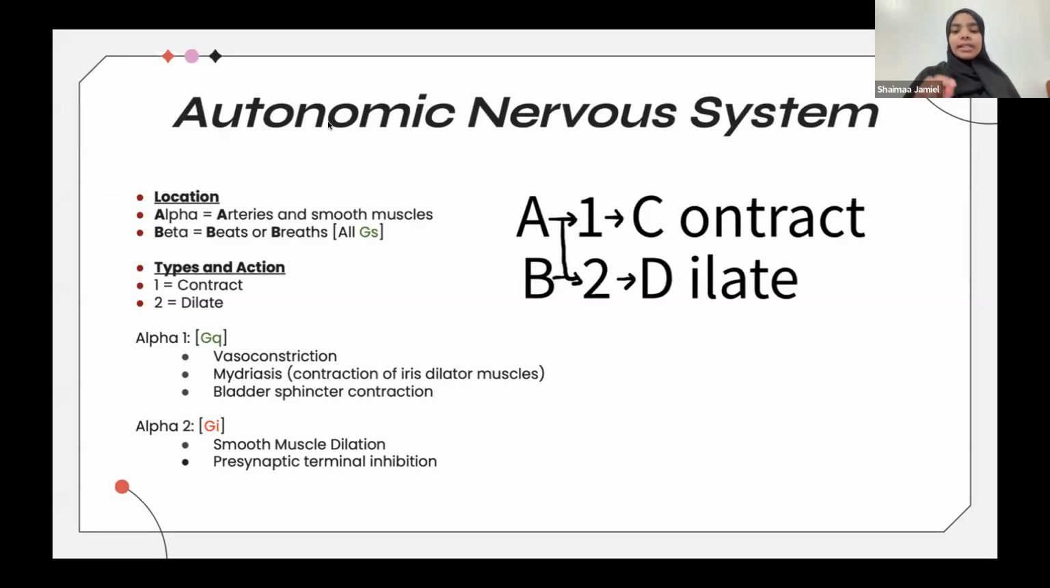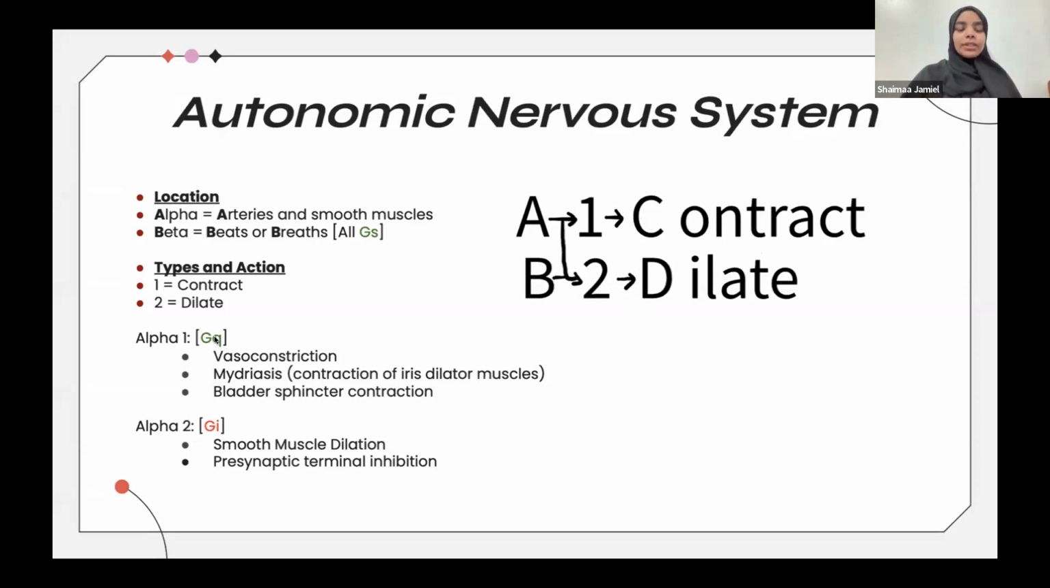And basically how it does that is that it's present in the presynaptic membranes, and it inhibits the release of norepinephrine. So it's in fact against the sympathetic system. Okay, so alpha-2 is dilation. Then we have beta-1. Beta-1 present in the heart is going to contract. Beta-2 is going to dilate. Okay, and we're going to see here very quickly.